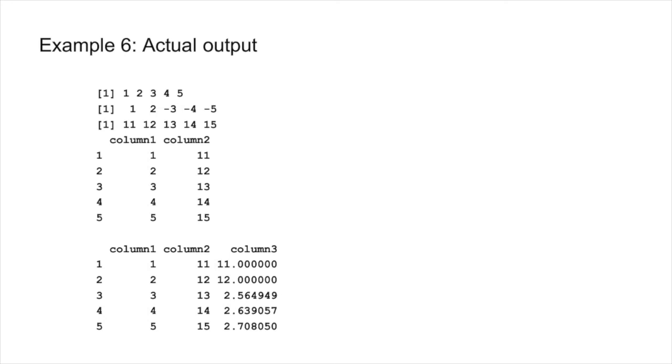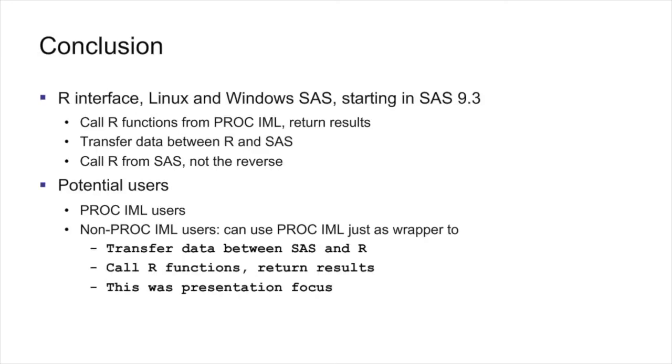Okay, conclusion. Well, this R interface is for Linux and Windows SAS starting in SAS 9.3. You're sitting in SAS, if you're not sitting in R. It lets you, if you have a PROC IML license, very seamlessly run R stuff, call R functions, get the results back, transfer data back and forth.